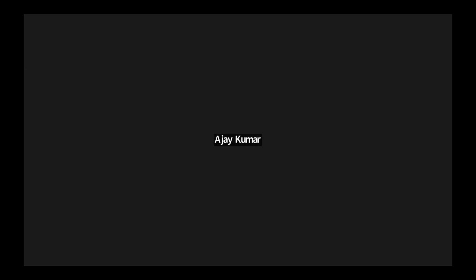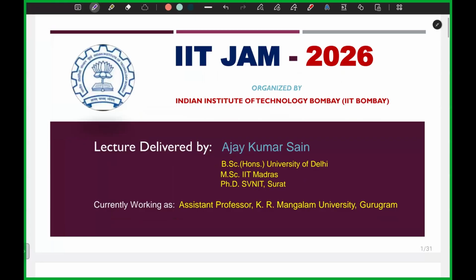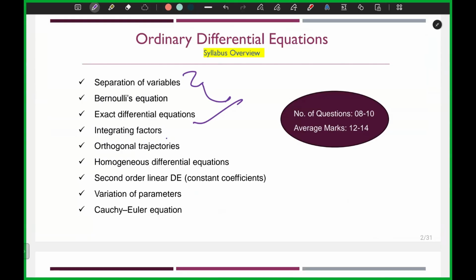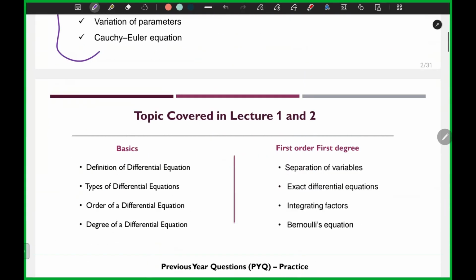What is order? What is degree? And we will also look for the solution of first order ODEs, like separation of variables, exact differential equation, integrating factor method, and Bernoulli's equation type as well. So this is your syllabus for the JAM exam for this topic, ordinary differential equation. Here we have 8 to 10 questions and average marks are 12 to 14. These are the topics that we will be covering.